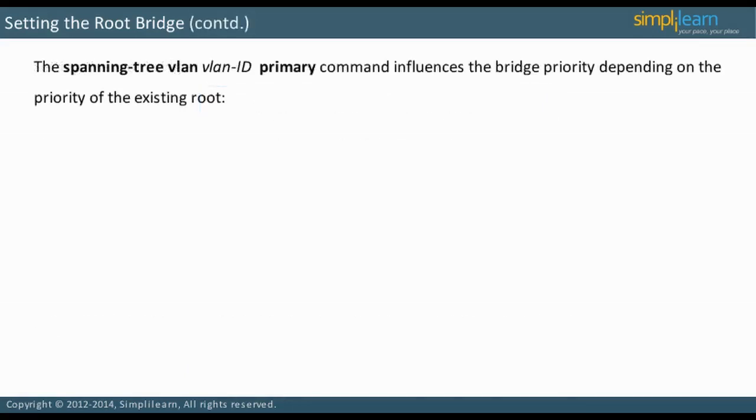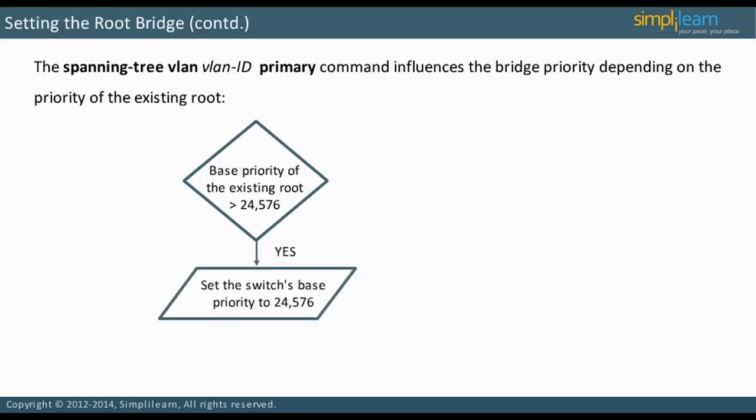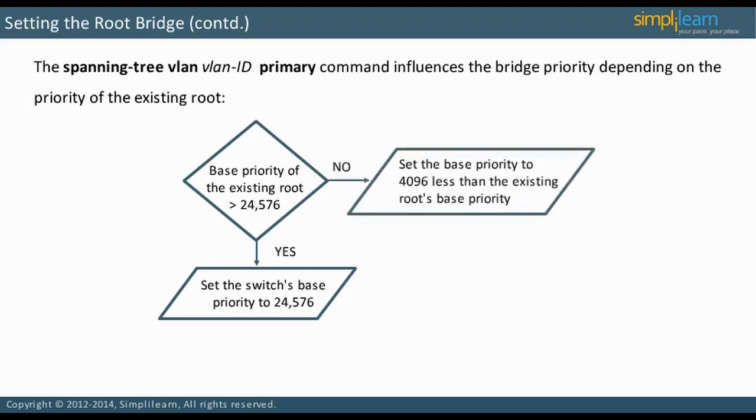The primary command influences the bridge priority depending on the priority of the existing root. If the existing root has a base priority greater than 24,576, set this switch's base priority to 24,576. Otherwise, the base priority is set to 4,096 less than the existing root's base priority. The result is rounded down to 0. Given defaults, this almost guarantees that the switch configured with the command will become the root bridge.